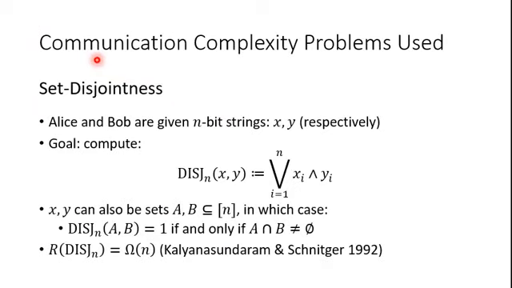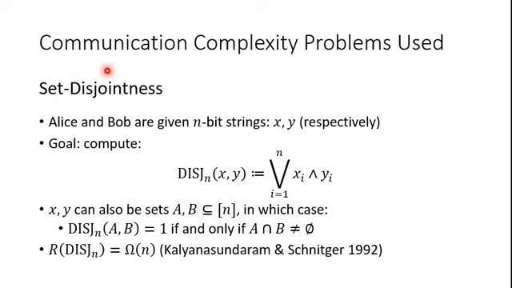Okay, so now we are ready to discuss some communication complexity problems, the ones that we're going to be using to perform the reductions. So there's going to be a list of some problems that we will be looking at. Some of the lower bounds will be taken from the literature, and some we will prove along the way.